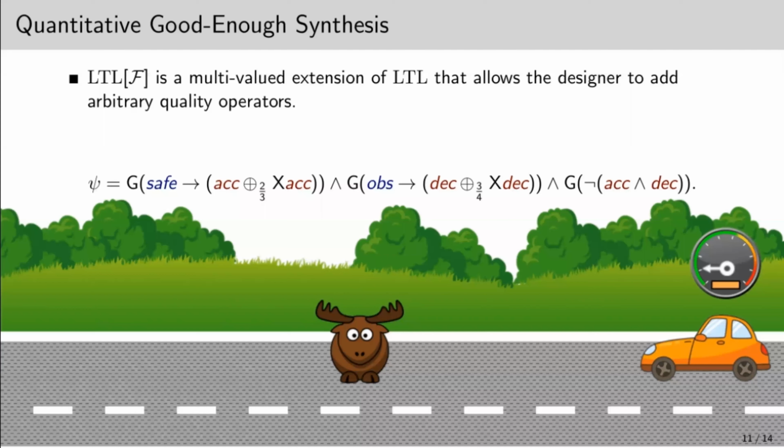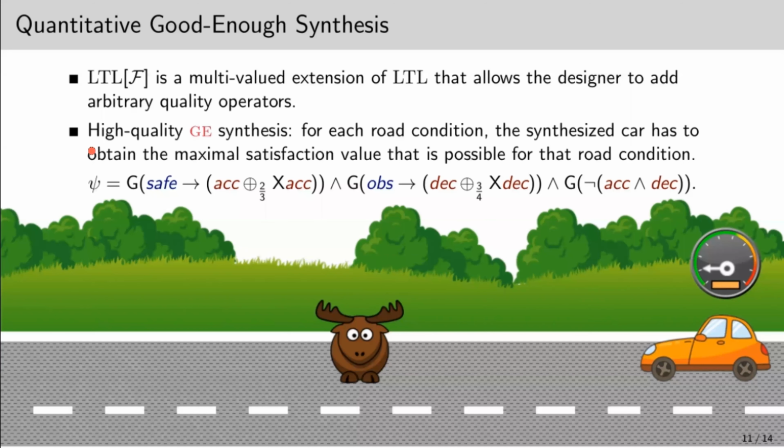This is what GE synthesis does in the quantitative case. It guarantees the best possible results for each input. That is, for each road condition, the synthesized autonomous car has to obtain the maximal satisfaction value that is possible for that road condition. Note that this is not achievable with current definitions of synthesis and its extensions.